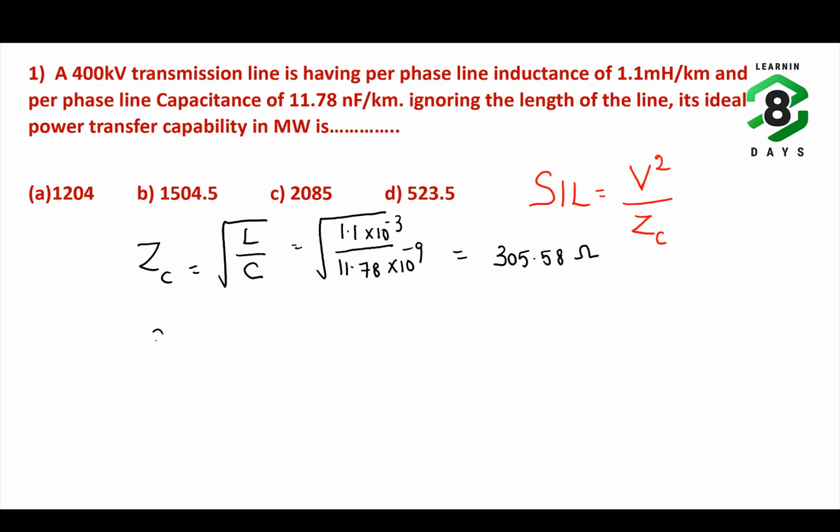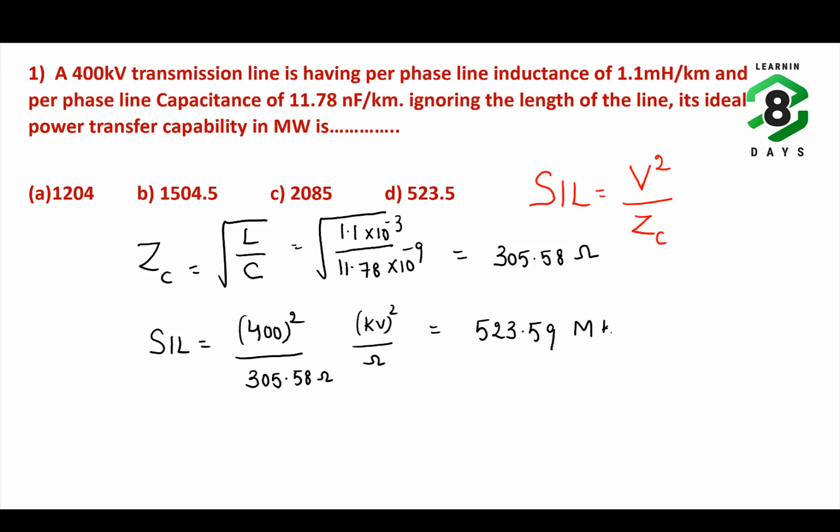Now, what is the SIL, surge impedance loading or ideal power transfer capacity of the line? It is V square by ZC. So what is V square? The transmission line voltage is 400 kV square divided by ZC, which is 305.58 ohm. So the unit here is kV square divided by ohm, so it will directly come in megawatts. This value would become 523.59 megawatt. So this is the answer for this question. So option D is the right option.